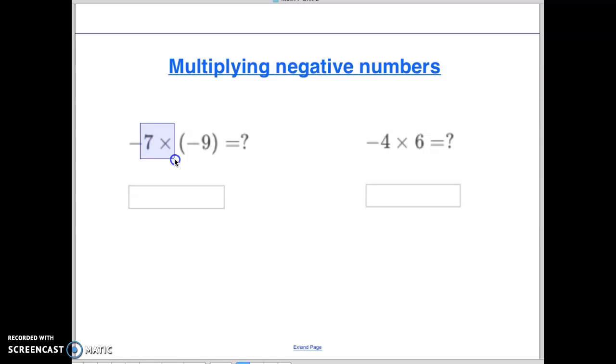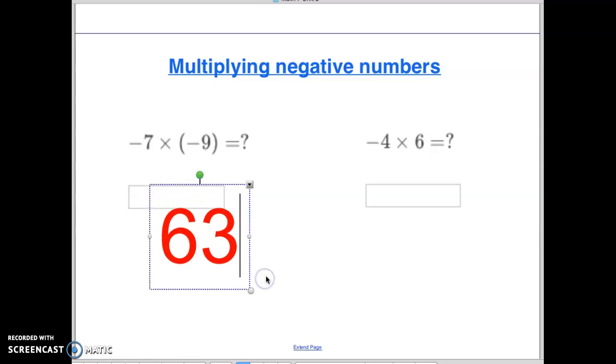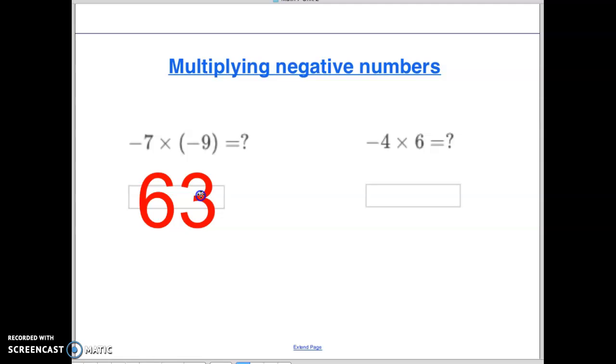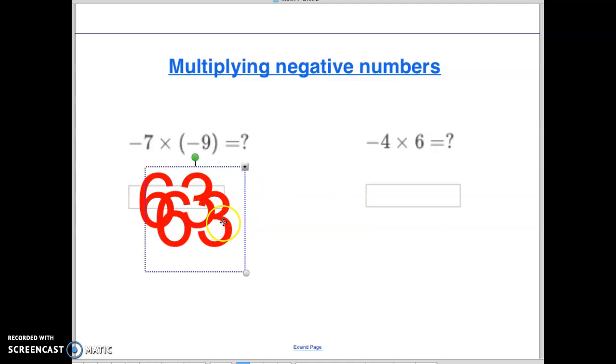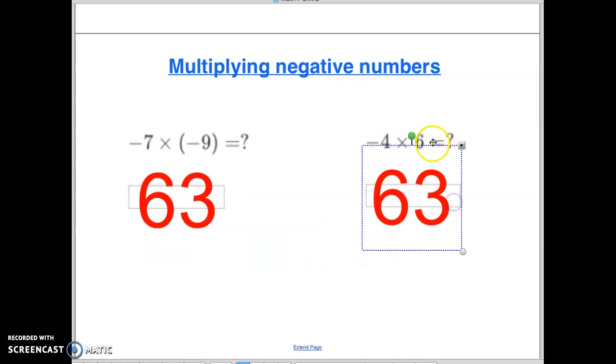Then, what is just 7 times 9? 7 times 9 is 63. Because there were 2 negatives, it's a positive 63. I'll make it a little bold in case you couldn't see it. There we go, 63. Woo, woo, woo. All right, now moving on. Clone that. The answer is not 63. We've got to figure out what it's going to be.